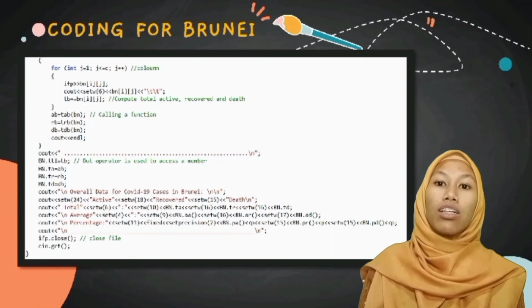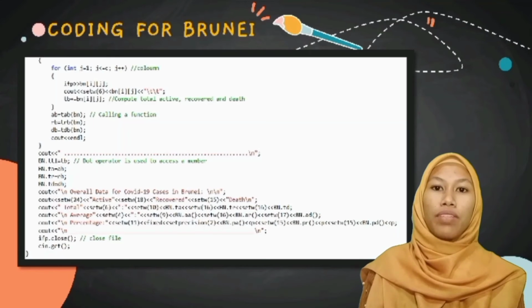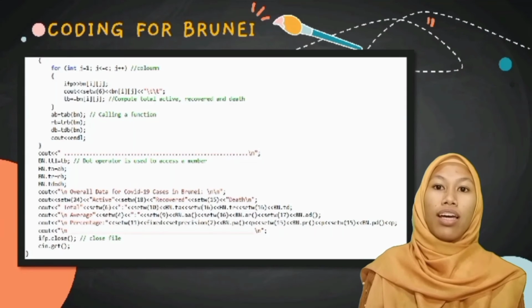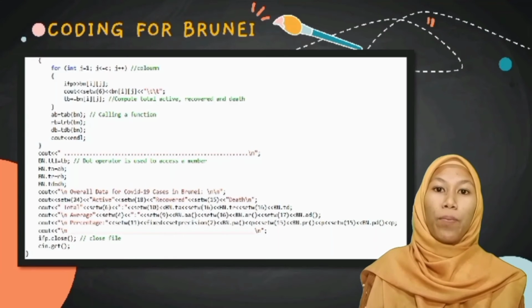For total recovered, we use bn.member.tr. Next, we use bn.member.td for total death. For average active, we use bn.member.aa open and close bracket, bn.member.ar open and close bracket for average recovered cases, and bn.member.ad open and close bracket for average death cases.